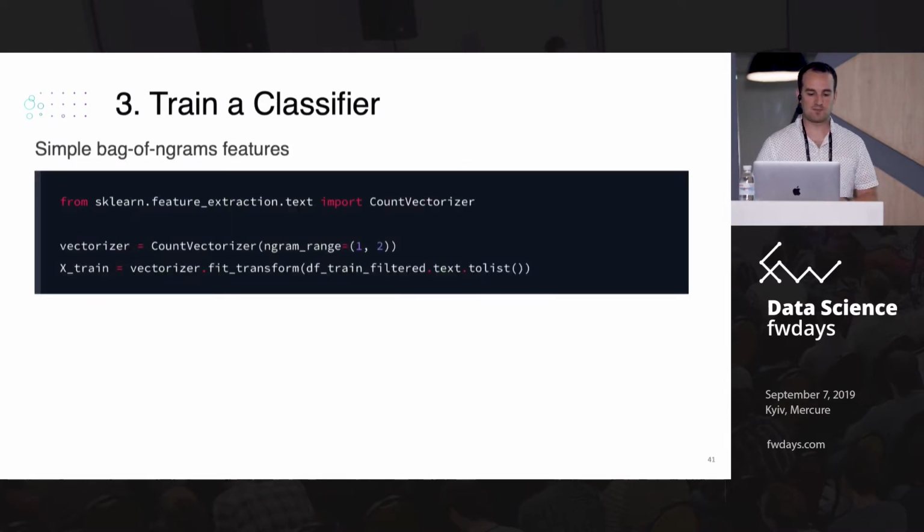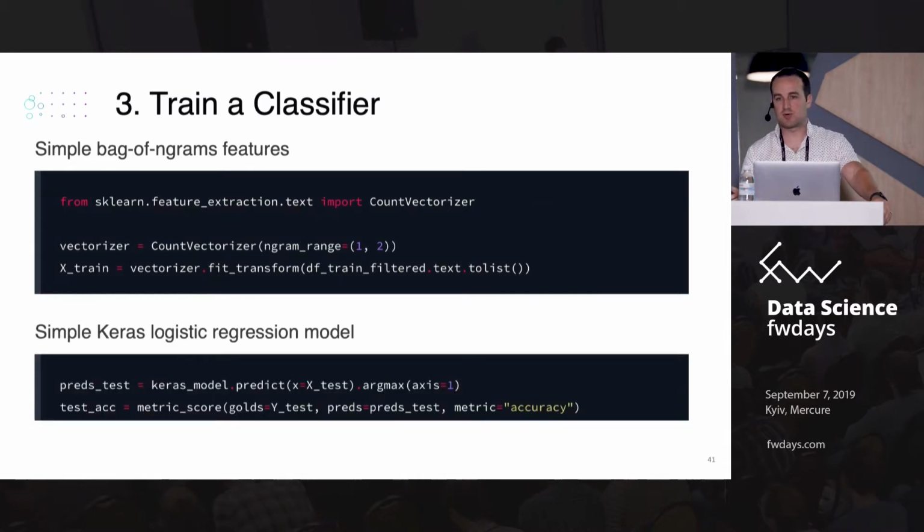So step 3, we're going to take that set of labels that we've generated, the probabilistic labels, and train a simple classifier. In this case, we kept it very simple and just used a bag of n-grams, a bag of words essentially, and a logistic regression model using Keras. It took maybe a dozen lines to define and run, and then we see how we do.